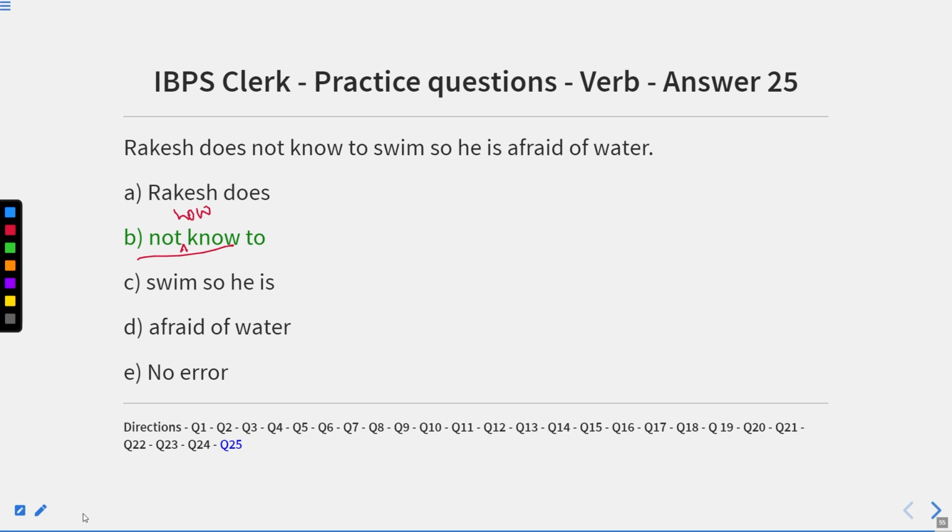So these were some errors related to non-finite verbs that have appeared, or similar questions have appeared in the IBPS clerk examination. So I hope these questions will definitely help you out while preparing non-finite verbs for your examination.